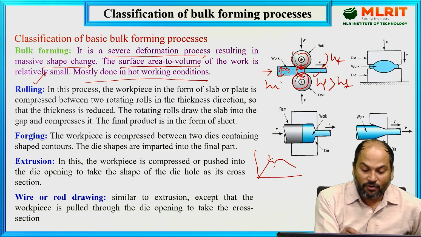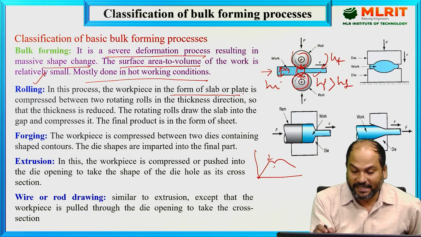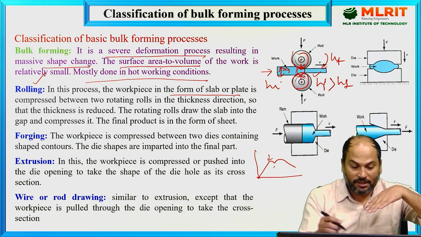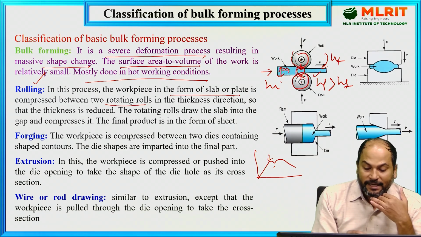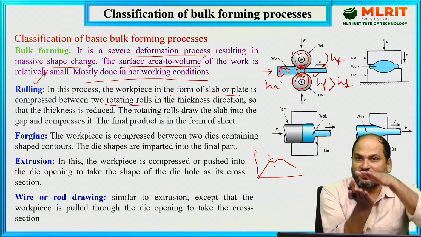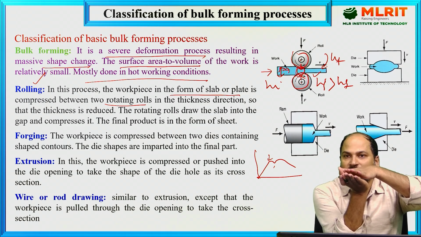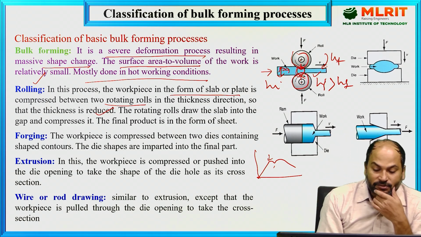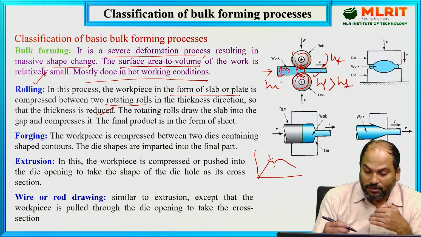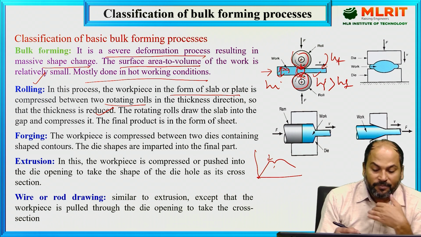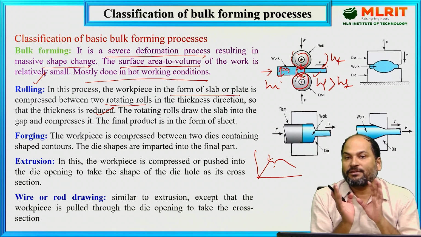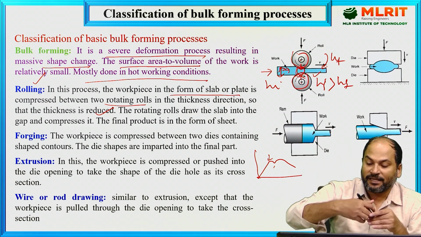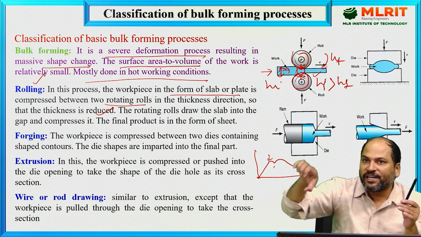In this, the workpiece in the form of a slab or plate is compressed between the two rotating rolls. You can see here two rotating rolls in the thickness direction. This is the thickness direction. Now it's going inside the roll, so that the thickness is reduced. The rotating rolls draw the slab into the gap and compress it. It's totally because of the friction, nothing more. Simply we have to put it over there, and as the rolls are rotating, their sense is to pull it inside, both the rolls.